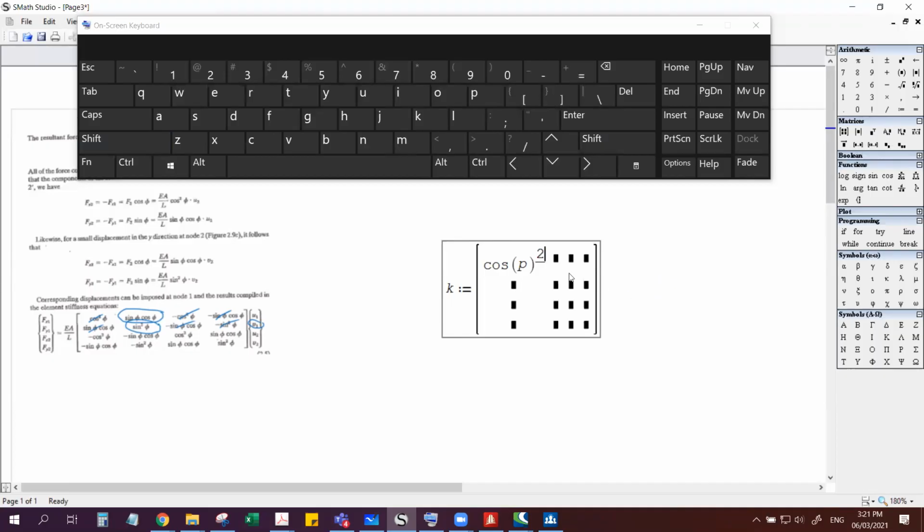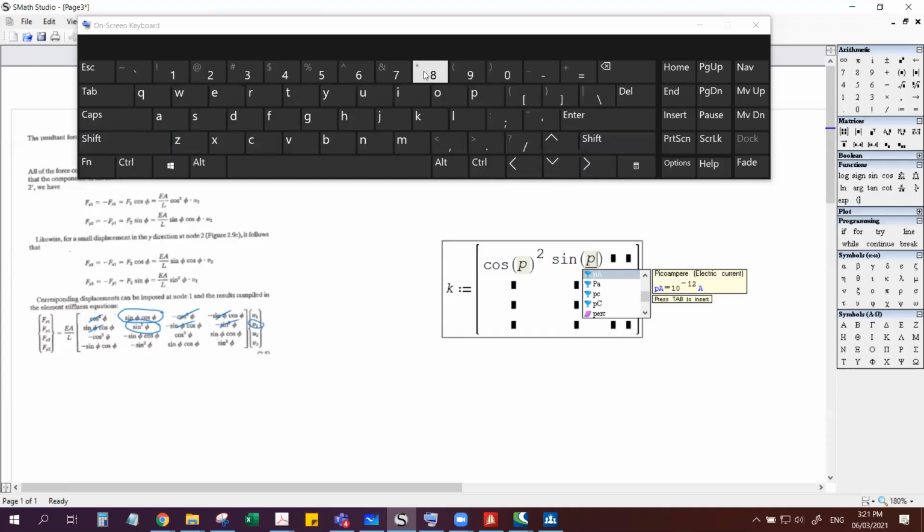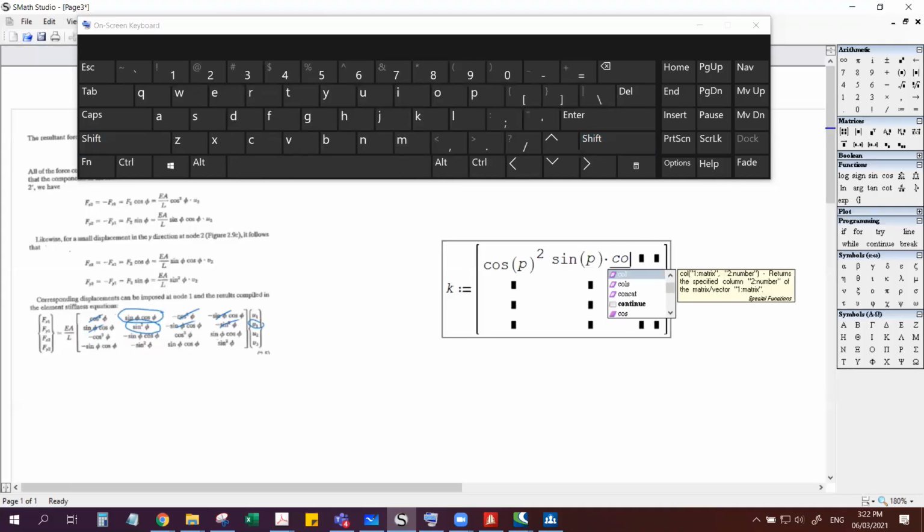Cosine square phi, right? Next, to move to the other cell, you can just click here, or you can press the arrow. As you see, I'm moving on. Next is sine phi cosine phi. So type in sine phi, and then I'll be multiplying sine phi on cosine phi. I will not directly type in asterisk, because that stands for multiplication. I need to enclose the cursor to the whole function again. So space, and then shift asterisk, then cosine, then p.